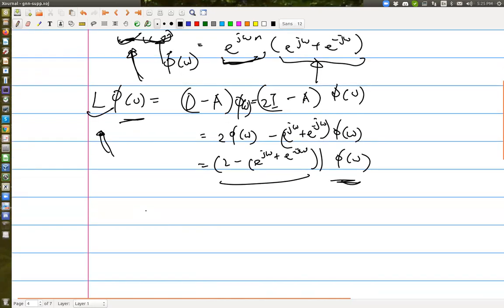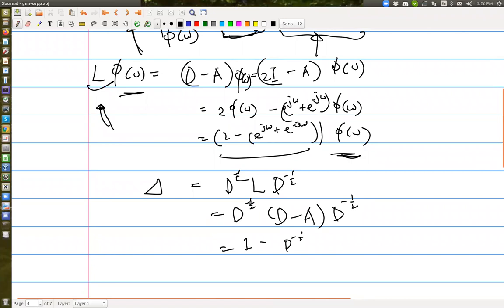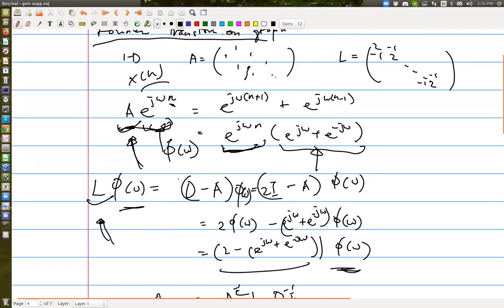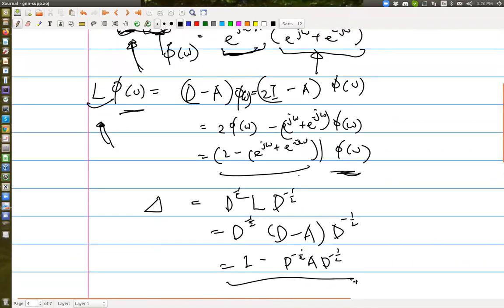And sometimes people also like to use this Δ here, which is the normalized Laplacian. It's equal to D^(-1/2) L D^(-1/2), and L is D minus A, so therefore we have I minus D^(-1/2) A D^(-1/2), or something like that. And apparently the eigenvectors of this, for the path graph, will also be the Fourier basis. So for a graph, we have choices.